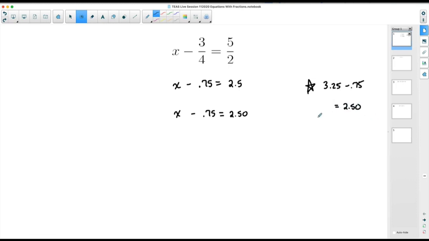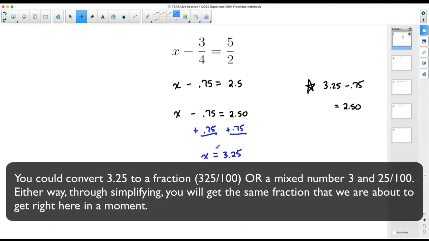That is our answer. But later on in this mini session that we're doing tonight, we're going to see sometimes that these decimals are not going to be nice. But if we did want to solve this, let's add 75 cents to both sides. And when we do that, we get x is equal to, if we take 2.50 and add 75 cents to it, we get $3.25. Now, the only downside to this is that if you did this on the TEAS test, more than likely that answer is going to be given to you in fraction form.